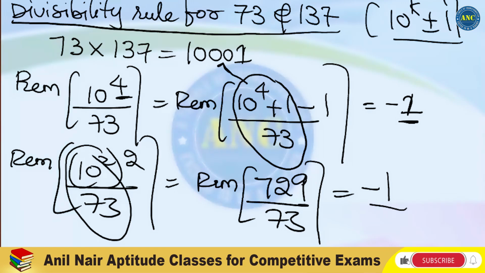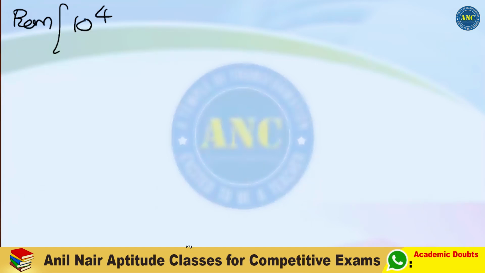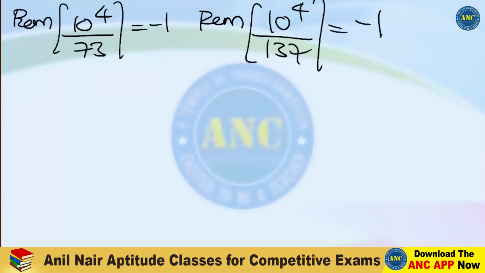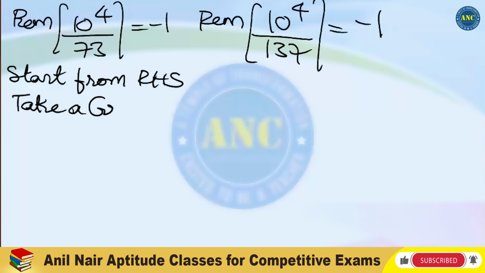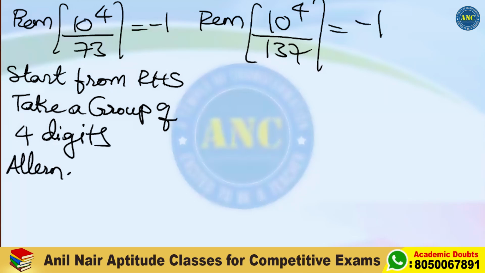I hope it is clear, right? 10 power 4 divided by 73 is minus 1. Similarly, I can also do it for 137: 10 power 4 divided by 137 is also minus 1. Now, start from the right hand side. Take a group of 4 digits. Alternately add and subtract.